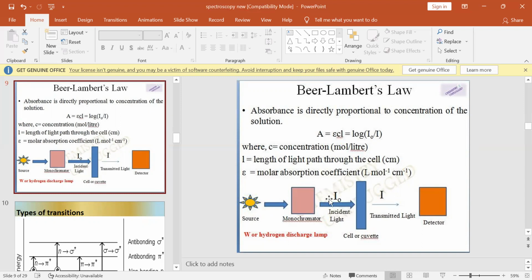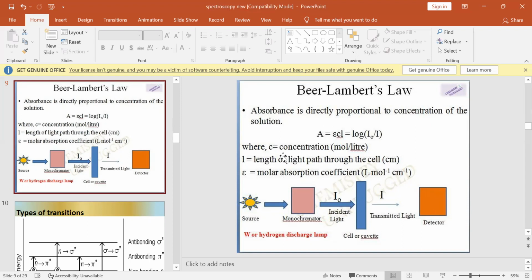By the falling of incident light, some of the radiation will be absorbed by the sample, so the transmitted light intensity will decrease. That is detected by the detector and given in the form of a graph. Absorbance is directly proportional to the concentration of the solution, where A is absorbance, equal to epsilon C l, which is equal to log I naught by I.